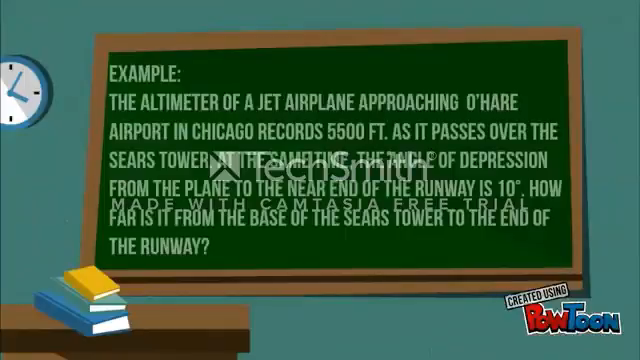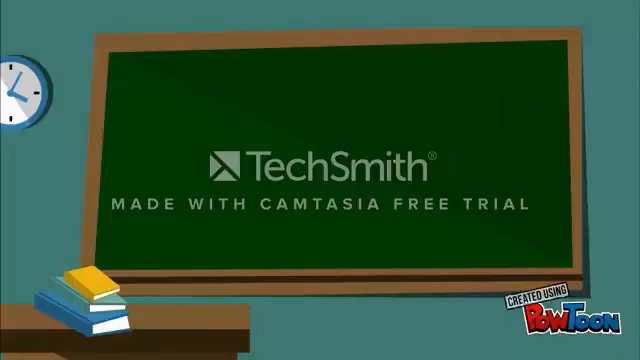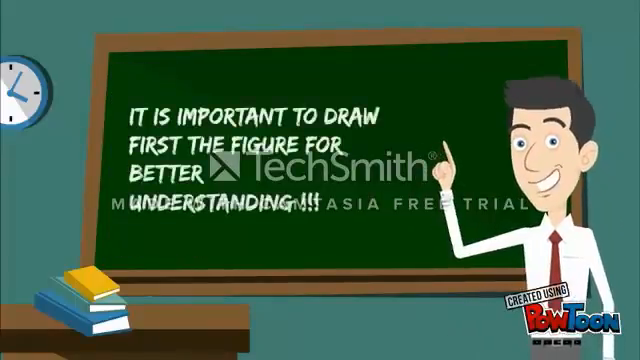For example, the altimeter of a jet airplane approaching O'Hare Airport in Chicago records 5,500 feet as it passes over the Sears Tower. At the same time, the angle of depression from the plane to the near end of the runway is 10 degrees. How far is it from the base of the Sears Tower to the end of the runway? Always remember, it is important to draw first the figure for better understanding.